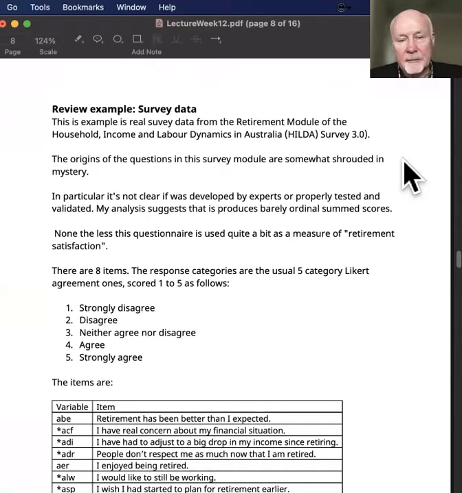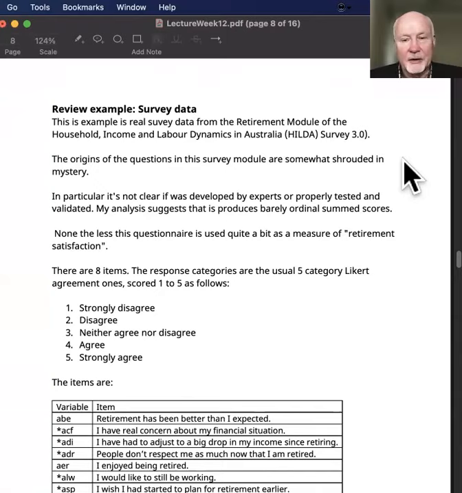But one of the things I asked her was, well, this is a questionnaire that's supposed to measure a latent construct. There are 8 questions, and they're all your typical strongly agree, strongly disagree Likert agreement questions, and you add up the numbers for the answers and you get a score. Supposedly that score is a measure of satisfaction with retirement. That was what she was having a problem with, getting that to function as it should as a measure.